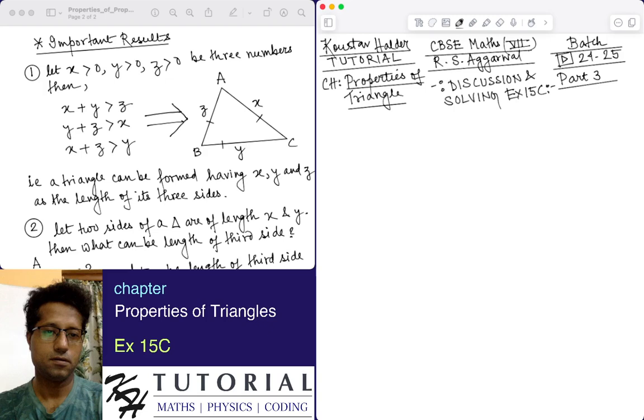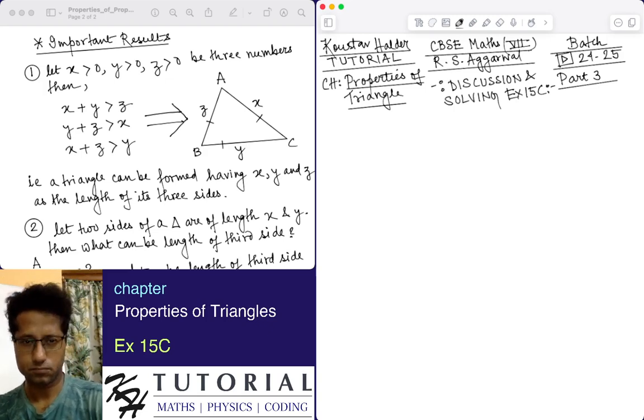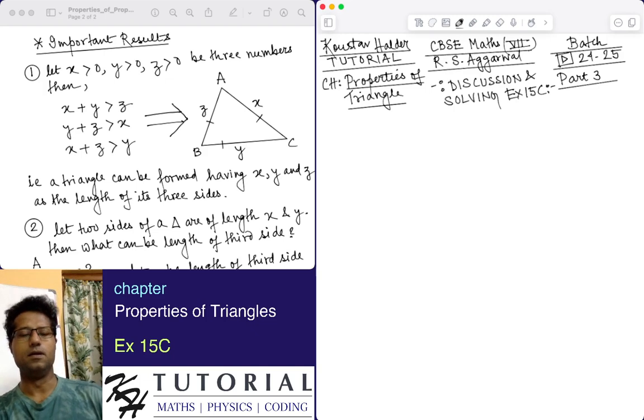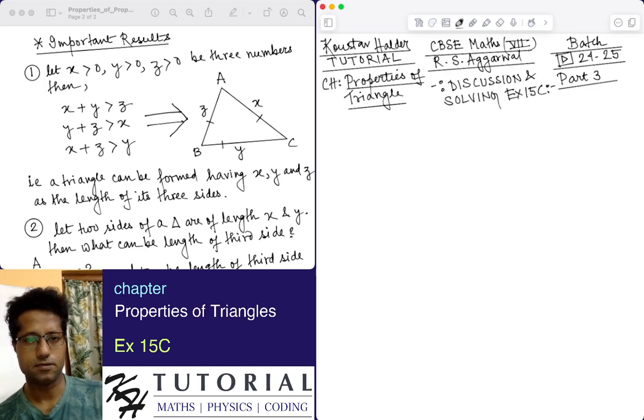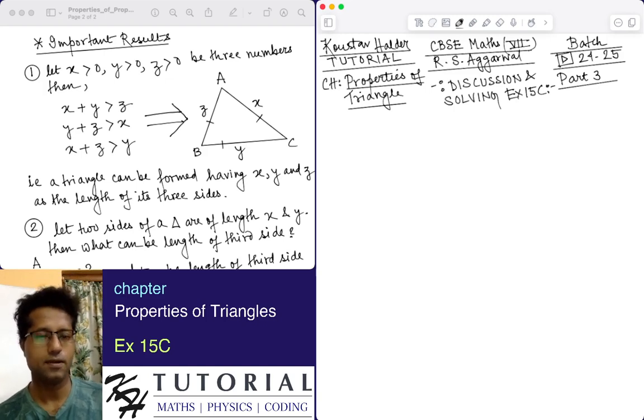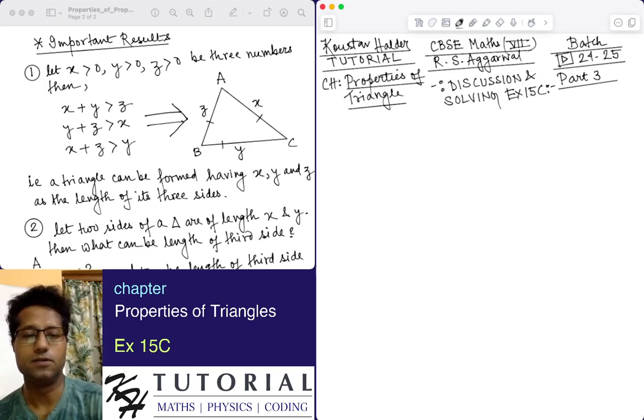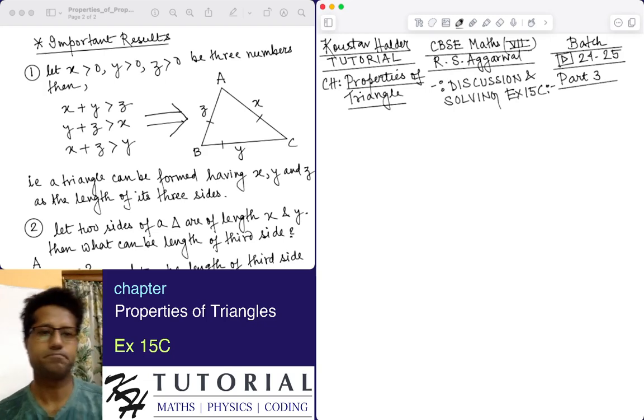Having the length as x, y, z of its three sides. So in the notes you can see that I have tried to visually explain this: if the three inequalities, that is x plus y greater than z, and y plus z greater than x, and x plus z greater than y hold, then it implies that a triangle ABC can be formed where the lengths of its three sides are x, y, and z.